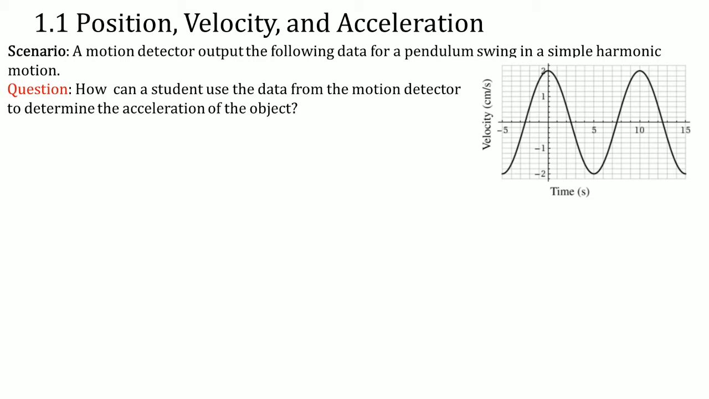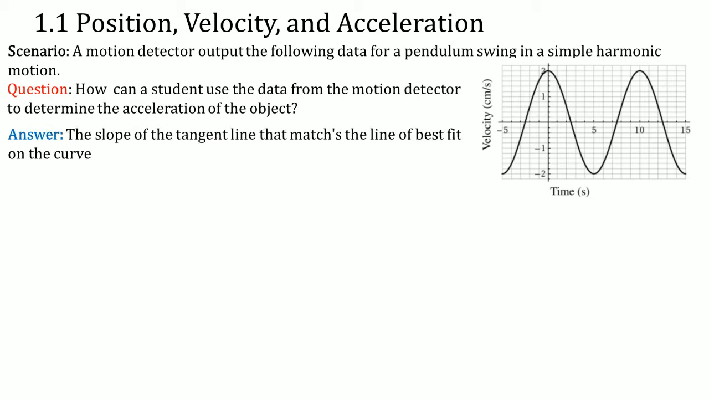Given this velocity versus time graph, you can use the slope of the tangent line that matches the line of best fit on the curve. The tangent line here will give you the acceleration. The tangent line is that blue line, and it is a linear line, and it only touches that curve once.